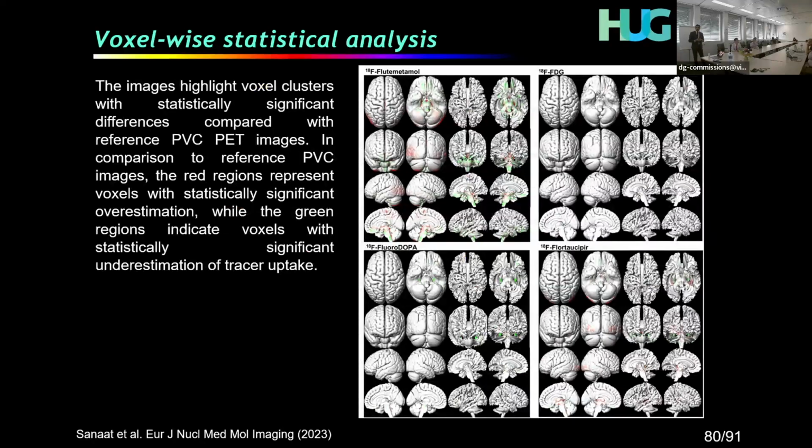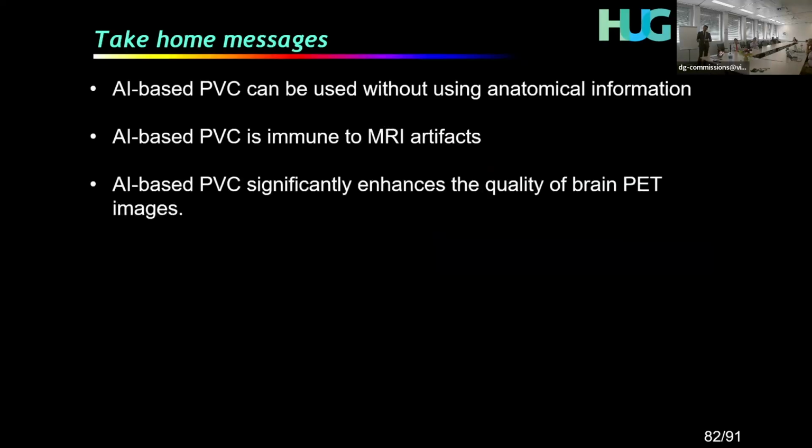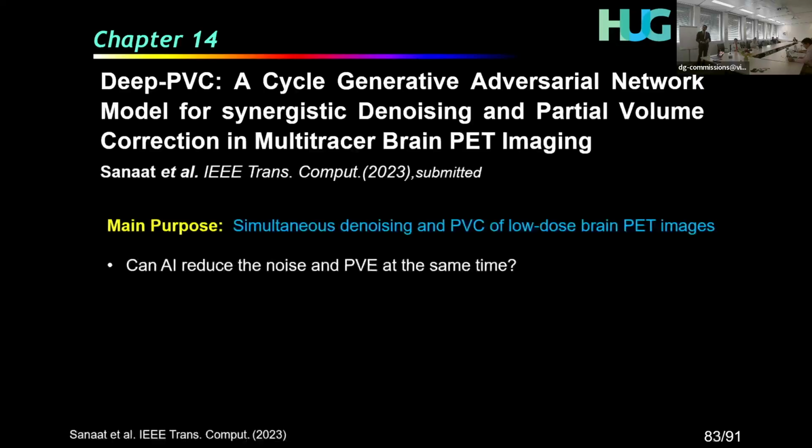So we also did a voxel-wise statistical analysis, and the red voxels show the voxels with significantly higher overestimation, and the green ones show the underestimation. And you can see for most of the tracers, all the regions are white. So we understand the AI-based partial volume correction can be used without anatomical information, and AI-based PVC is immune from any artifact, MR artifact, and this model can significantly enhance the PET image quality.